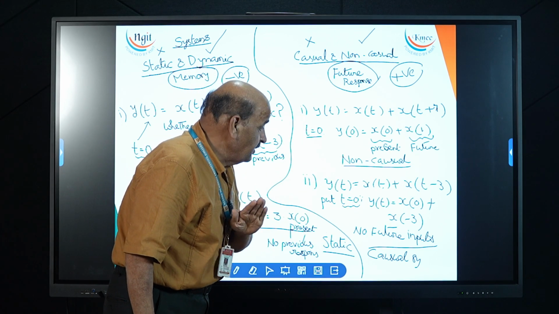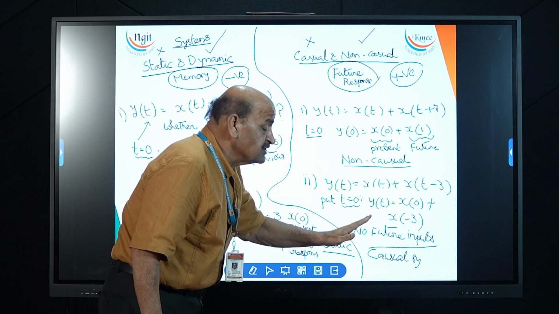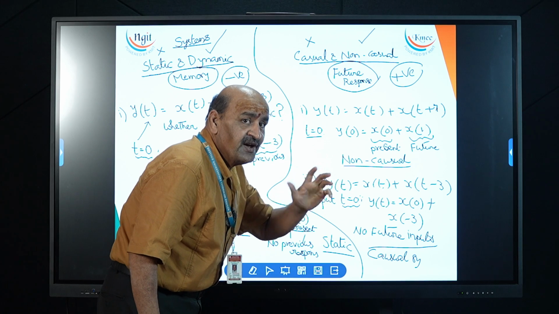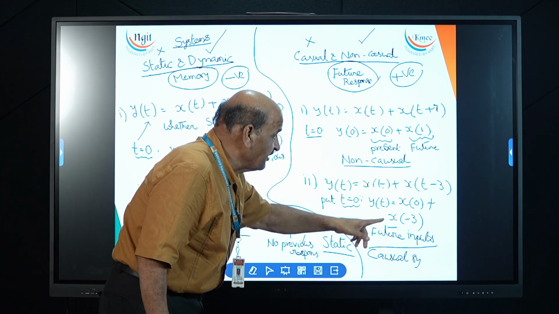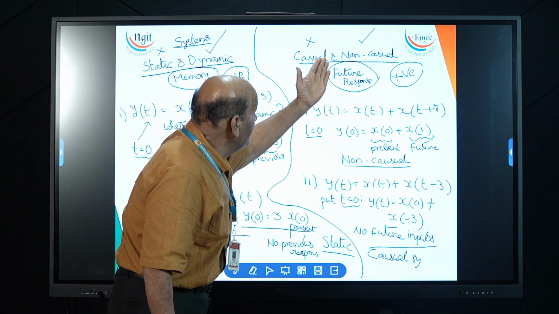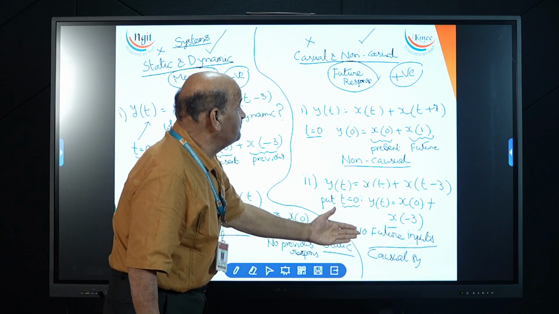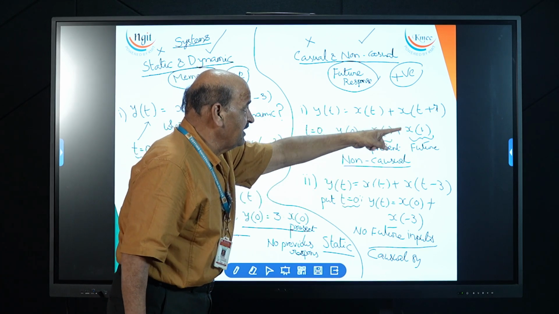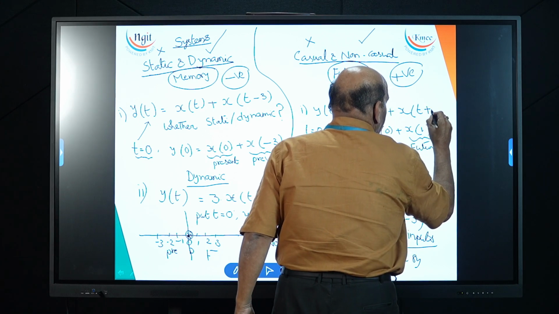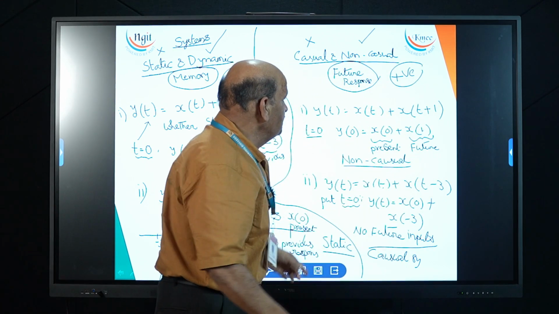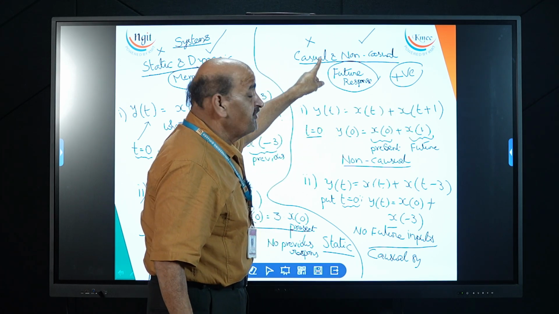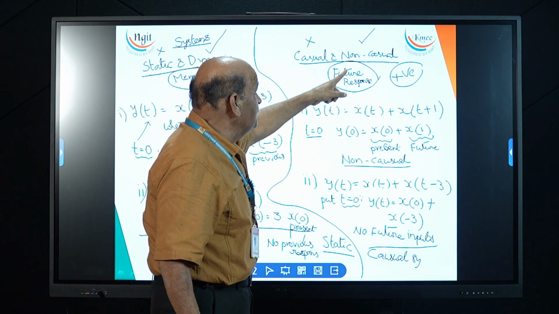Now the same problem can be discussed under causal, non-causal too, because causal, non-causal means what? Students have to concentrate on the point of whether there is any future response or not. Here, x of t minus 3 is a past response, not future. Therefore, definitely under this heading this is causal. Here just look at t plus 1. t plus 1 means what? It depends upon the future response. Positive. Wherever there is a positive sign, this concept comes under causal or non-causal.